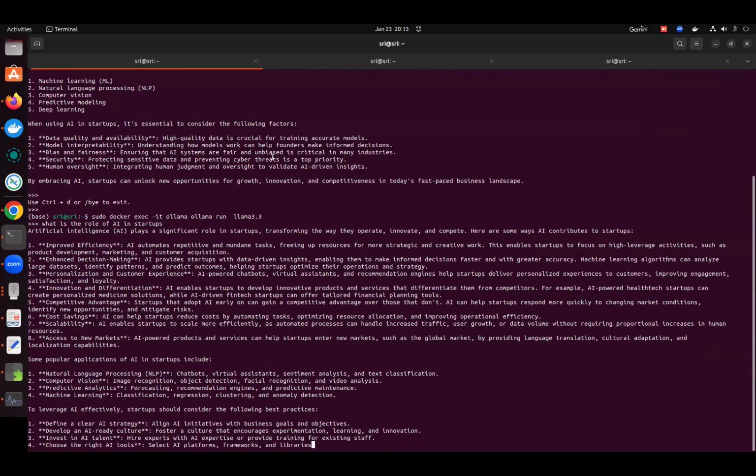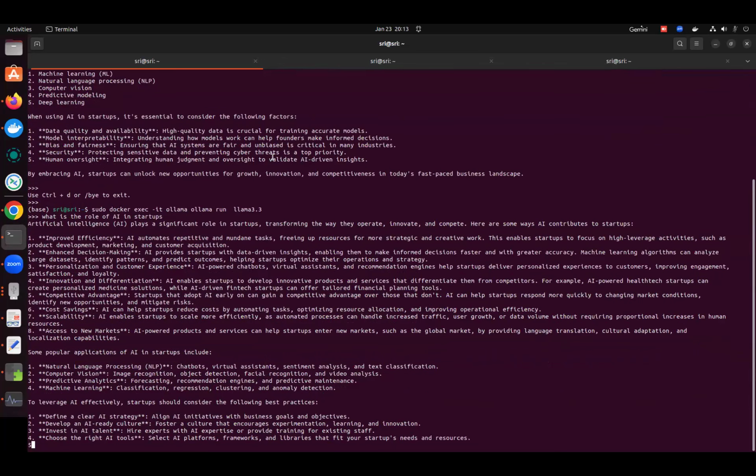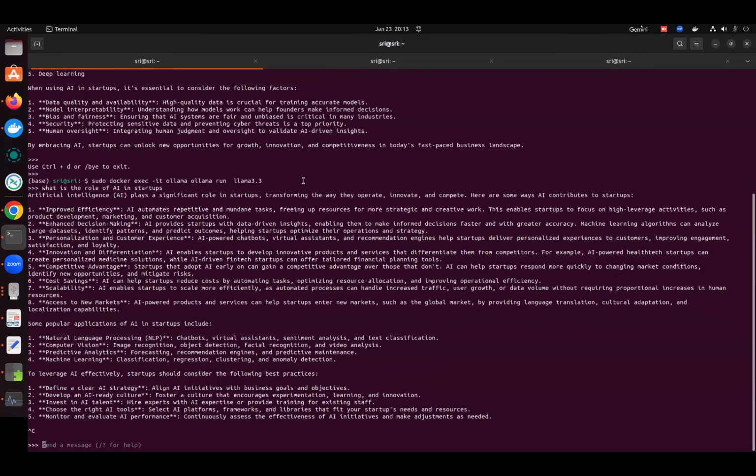So everything is running locally, and you can have other models fine-tuned for your startup or business. That kind of knowledge can be placed in this through fine-tuning. Let me stop this model for the time being. Now, this is running everything on terminal.